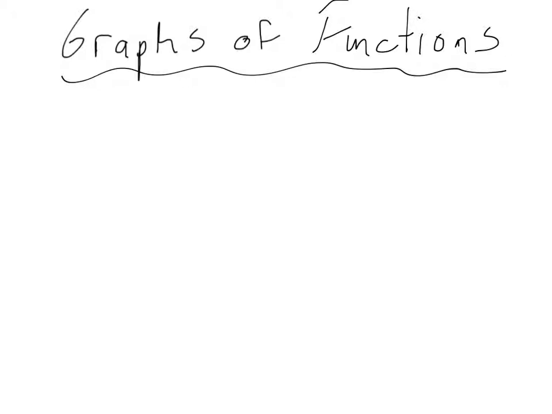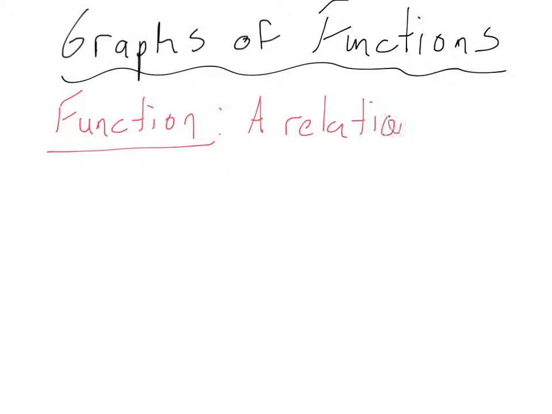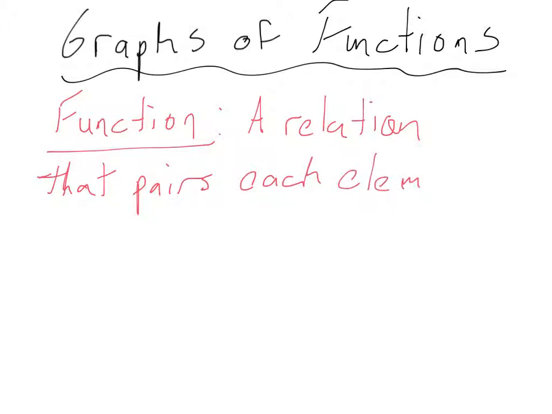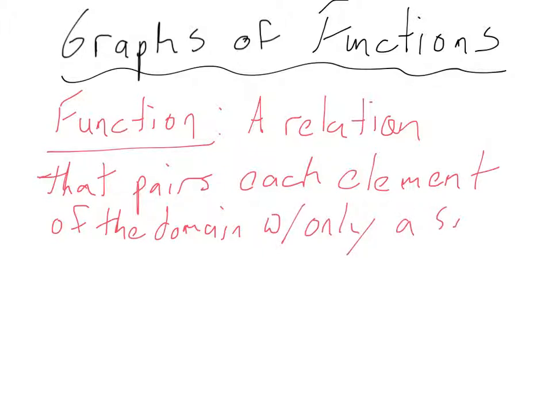Let's just go ahead and write down the definition again, make sure we have it. It's a relation, so it's a rule that relates two sets, right? A relation that pairs each element of the domain, one of the two sets, right? With only a single element of the range, right?